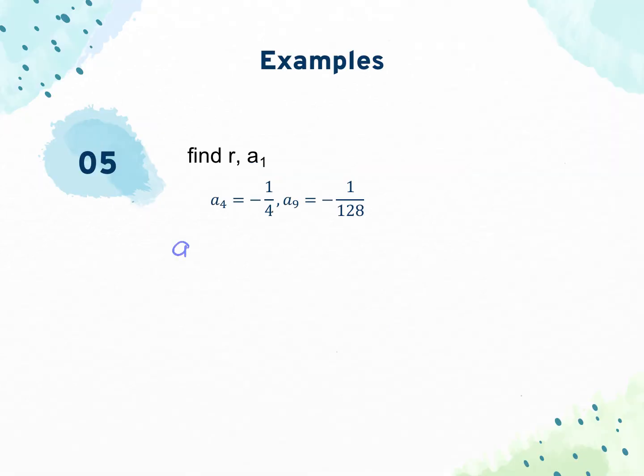All right, so the A9 goes on the left. Then A4 on the right. What does the exponent on the R have to be? 5, good. So negative 1 over 128 equals negative 1/4 R to the 5th. Why is it 5? Isn't it n minus 1? Right, but the bottom is 1.